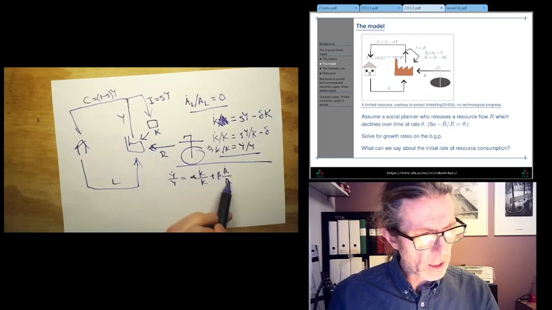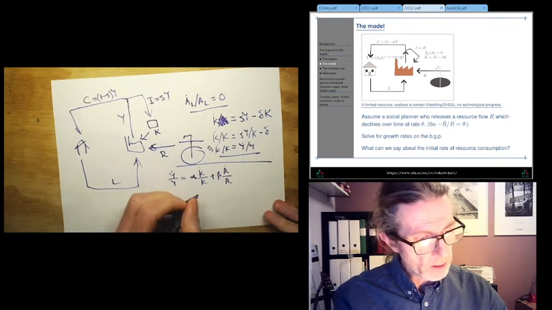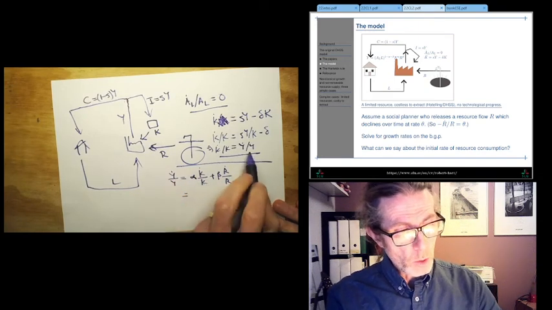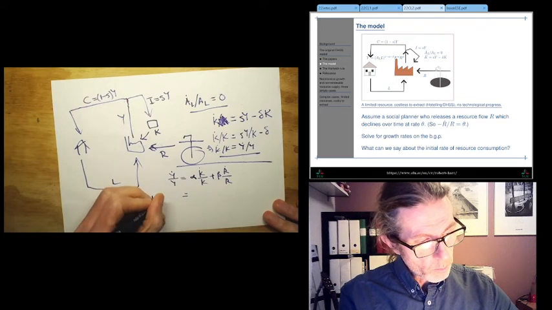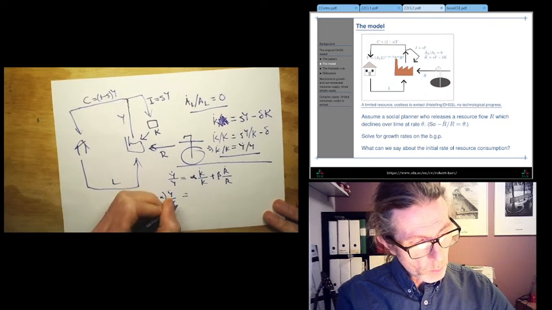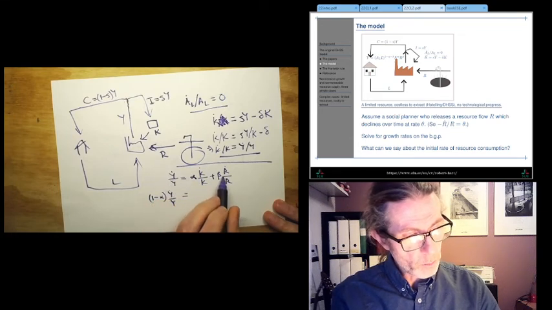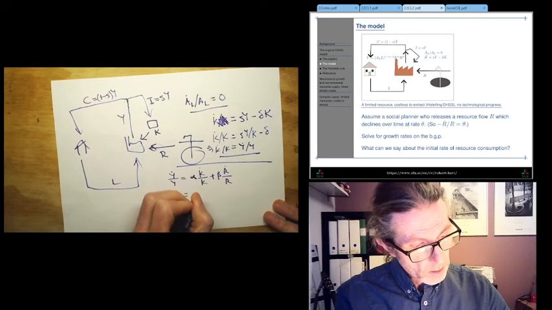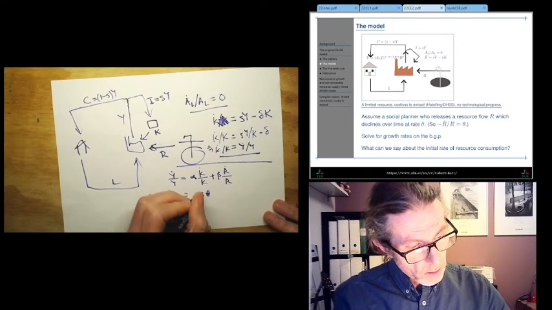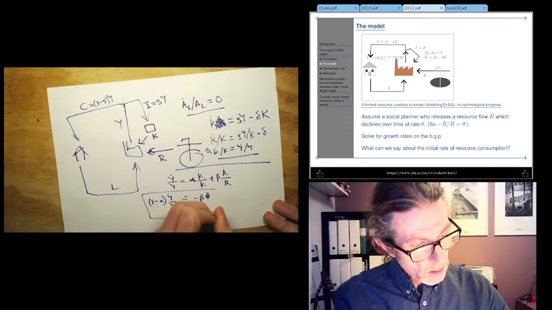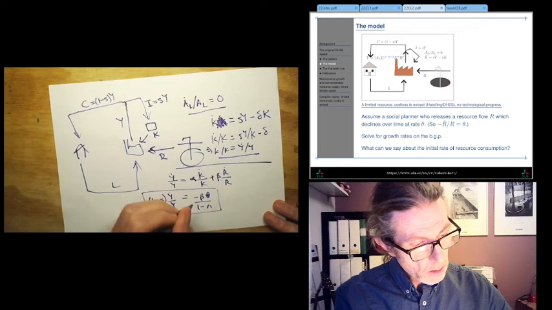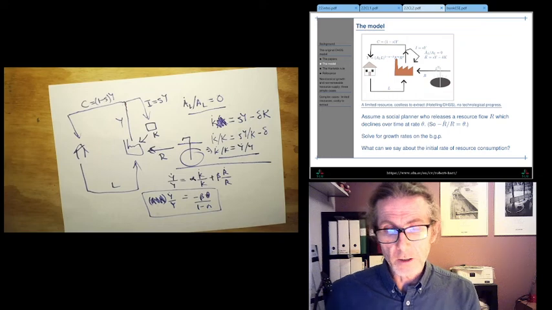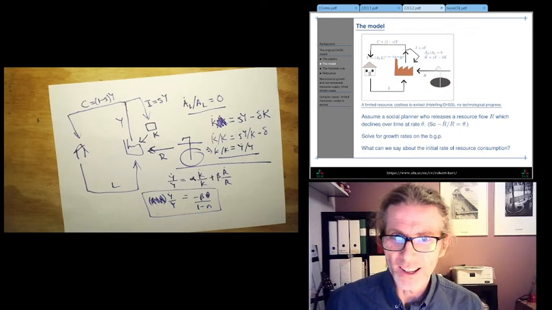But R dot over R, we've already been told, is minus theta. And K dot over K is Y dot over Y. So straight away we can say 1 minus alpha times Y dot over Y, taking that over, is equal to beta times R dot over R, which is minus theta. So that's minus beta theta. Or Y dot over Y is minus beta theta over 1 minus alpha. It's negative. Y is going to decline.